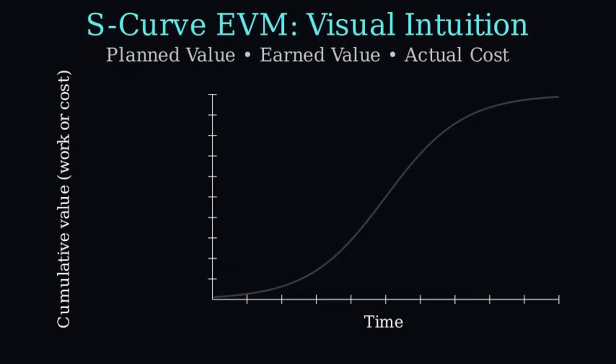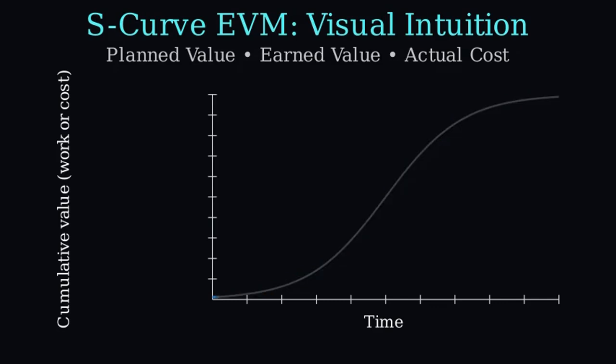In this video, we will build an intuitive understanding of the S-curve in earned value management. The S-curve is a graph of cumulative work or cumulative cost over time. Projects usually start slow, accelerate in the middle, and then level off as they finish, making the letter S shape.